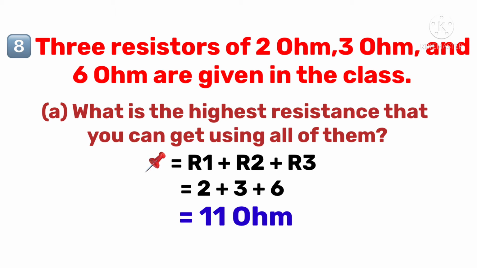Eighth question. 3 resistors of 2 ohm, 3 ohm and 6 ohm are given in the class. A. What is the highest resistance that you can get using all of them? To get the highest resistance, we can connect the resistors in series. So the effective resistance will be R1 plus R2 plus R3, which is equal to 2 plus 3 plus 6. So the answer is 11 ohm.